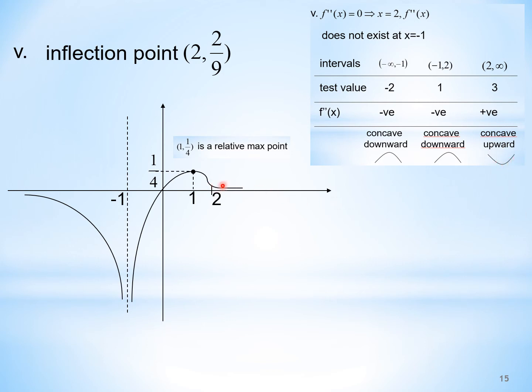So this is your graph and your inflection point will be here, somewhere around here, 2 over 9 over here, and this is your relative maximum. Don't forget to label your graph.